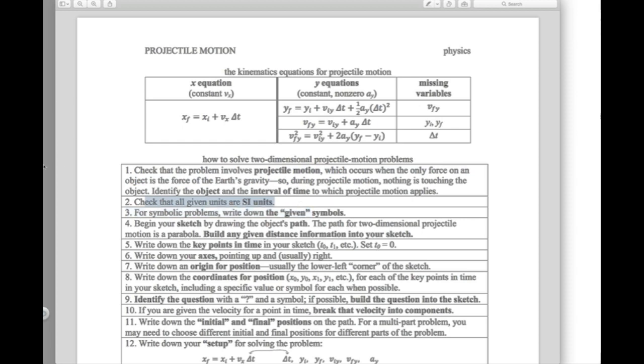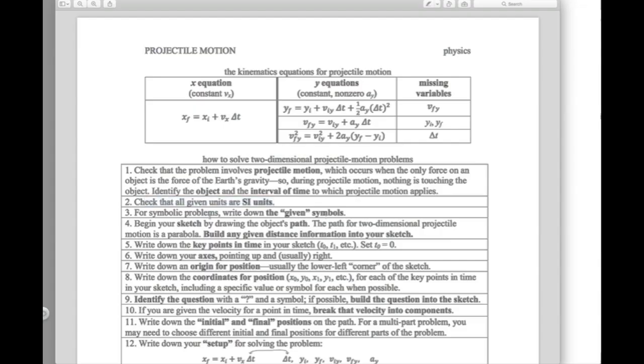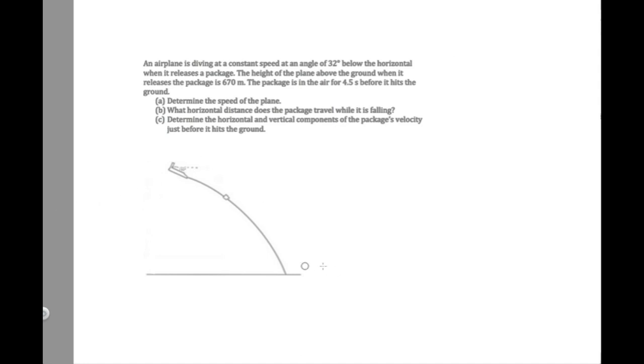Check for SI units. This is SI units. Seconds and meters are SI units. This is not a symbolic problem, it's numeric, so we can skip this step. Now, the parabolic path has already been drawn for us. It was given in the problem.